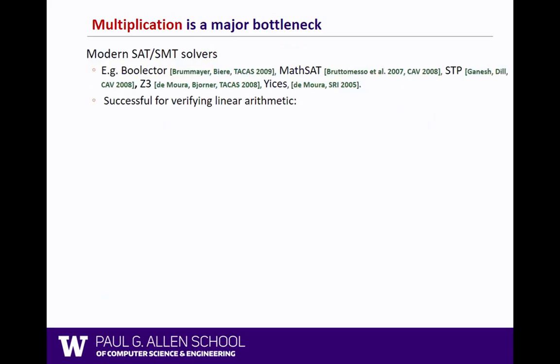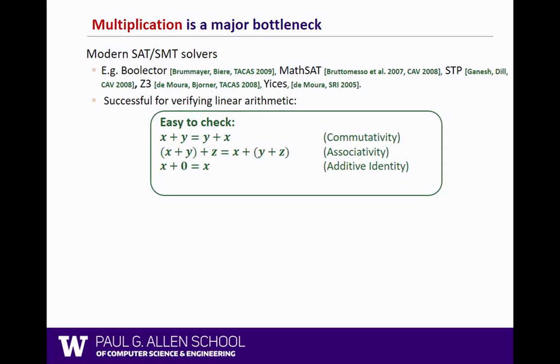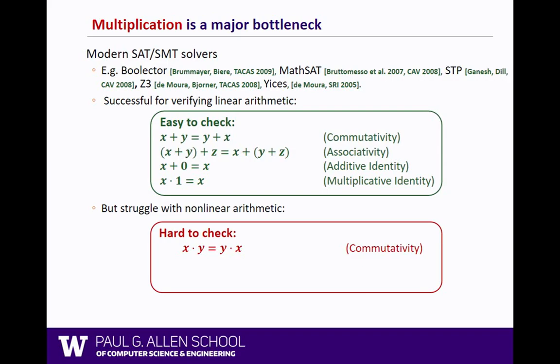Turns out that no matter what solver you take, whenever you give them a linear arithmetic problem, such as commutativity, associativity of addition, those tend to be quite easy for us to check. Even multiplication by a constant doesn't really pose much of a problem. On the other hand, whenever you throw nonlinearity into the mix, you end up with formulas that hit a similar wall. These are all hard to check for SAT solvers.